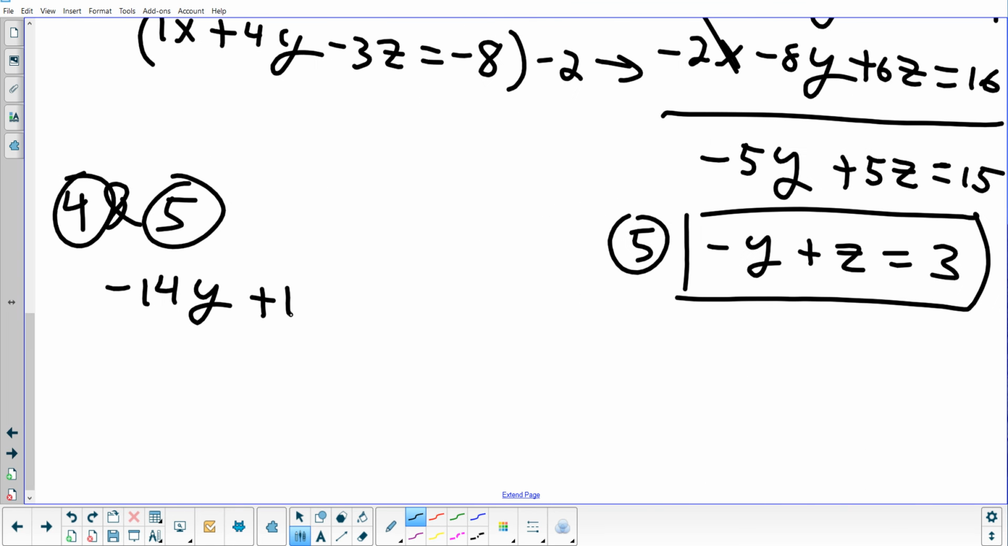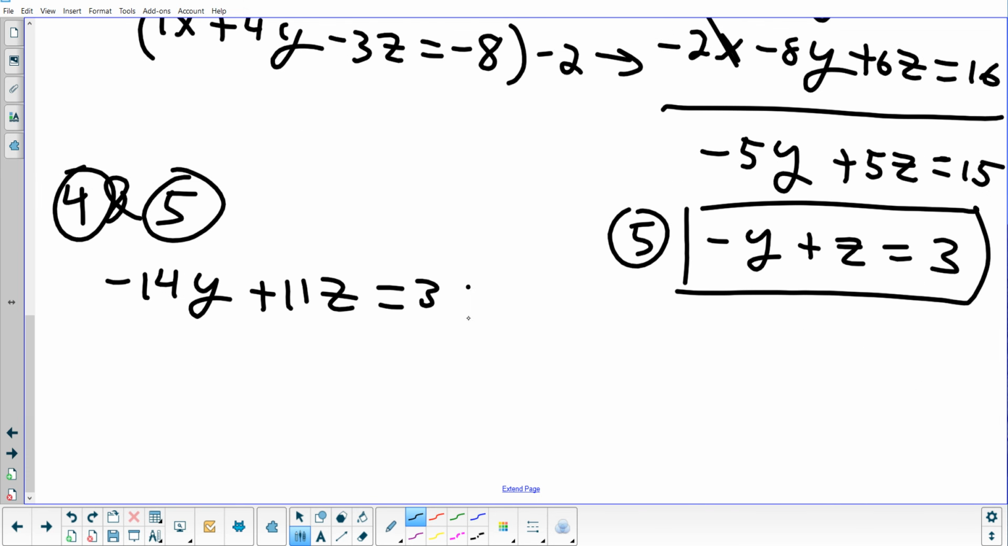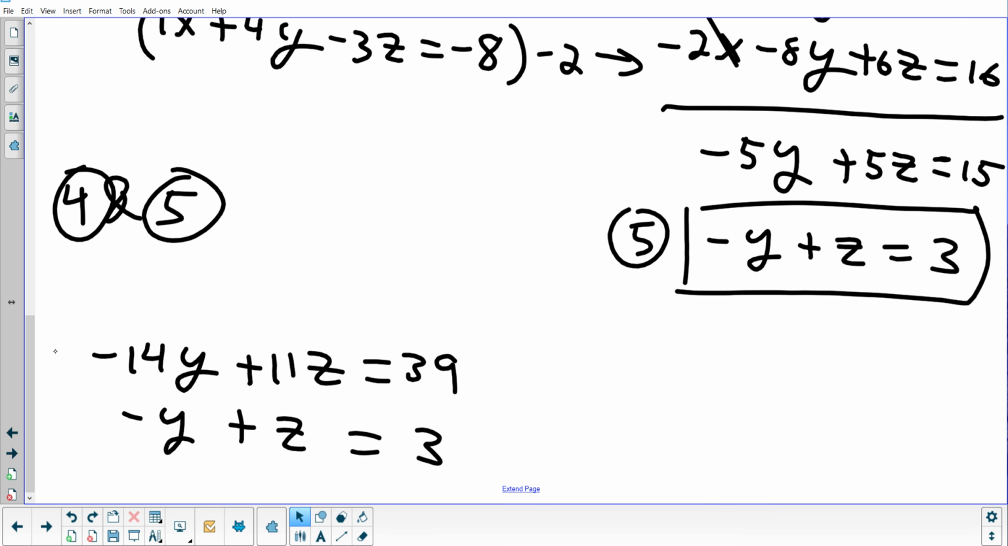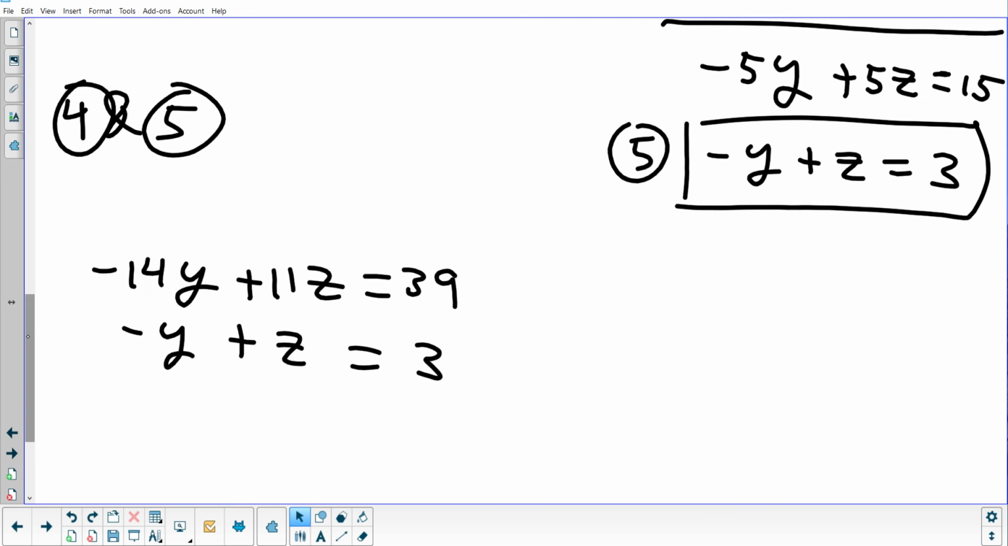-14y plus 11z and -y plus z equals 3. Okay. So let's pick a letter to get rid of. What letter do you want to get rid of there? Yep, y. Okay, we can get rid of y.